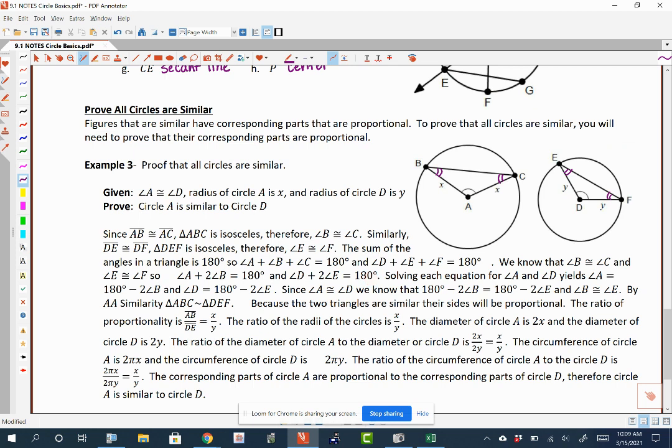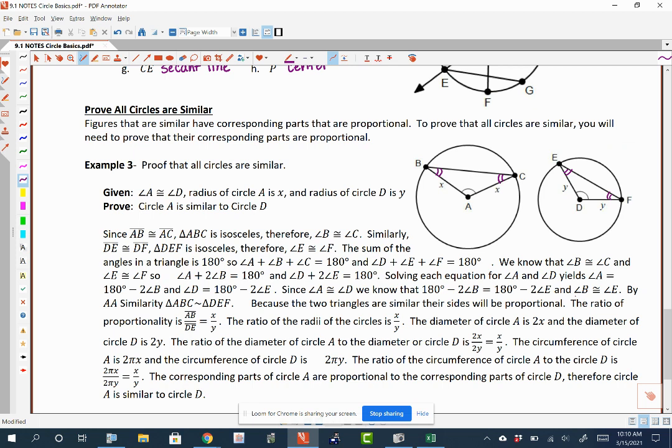So if we solve each of these equations for the angle A and the angle D, we're going to get, and I've got it typed here, that angle A is 180 minus 2 times angle B. We would just subtract that over. Same for angle D, we would just subtract over 2 times angle E. And since we know angle A and angle D are congruent because they were both given to us as central angles there, then we can take each of their equations and set them equal. So I can substitute out for angle A and angle D, and put in what they're equal to.